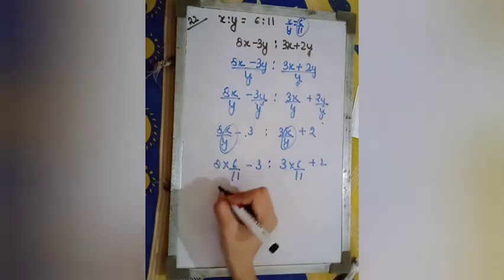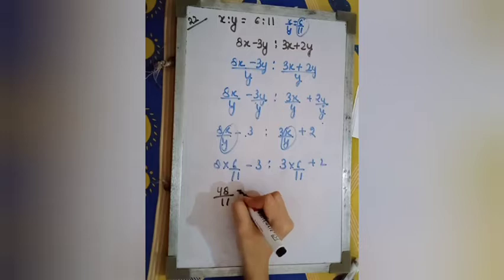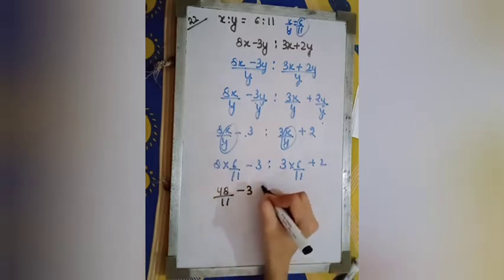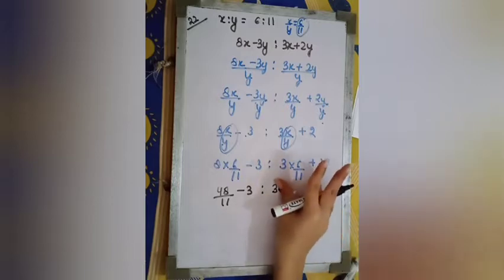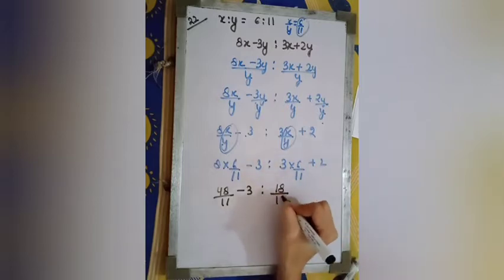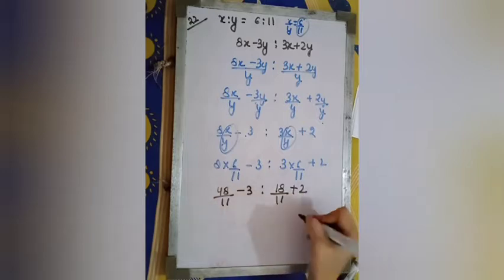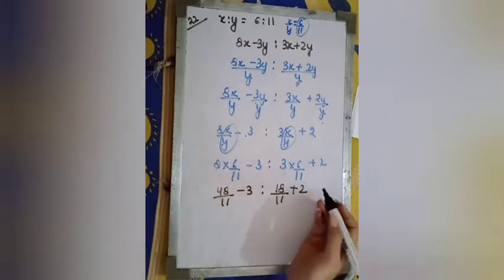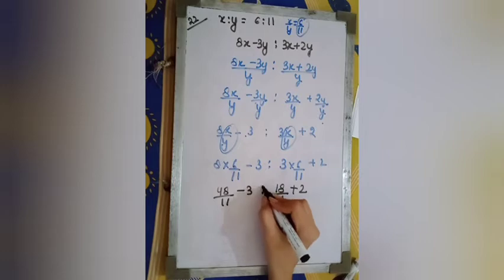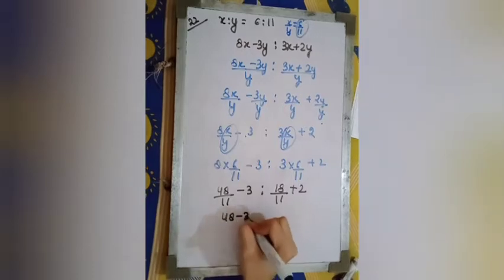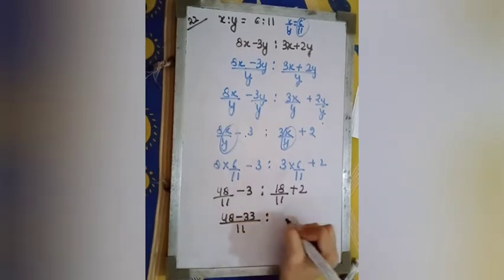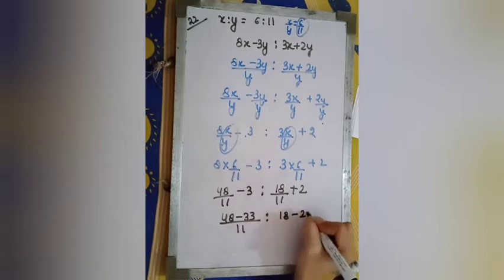Now solve it. It will be 48 upon 11 minus 3 ratio 36 upon 11 plus 2. Now you cannot send the numbers here and there. Okay, we cannot move them from here to there because between them there is no equal to sign, there is a ratio sign. Now solve it. It will be 48 minus 33 upon 11 ratio 18 plus 22 upon 11. Okay.